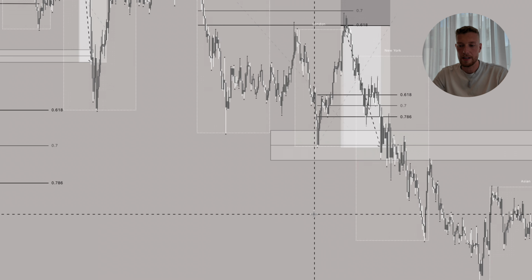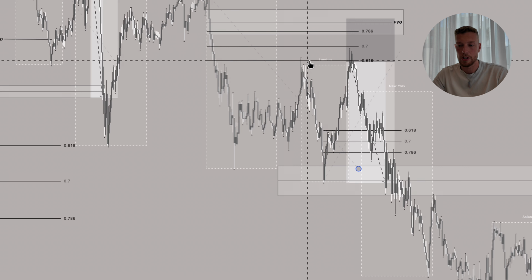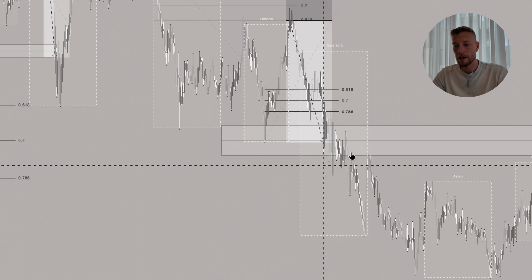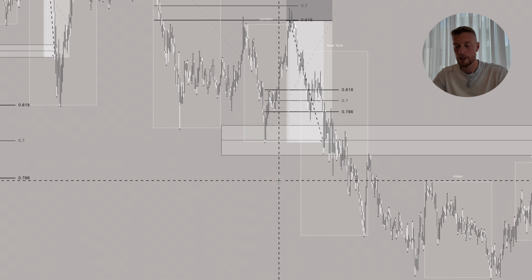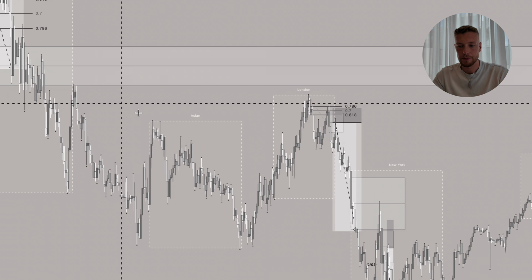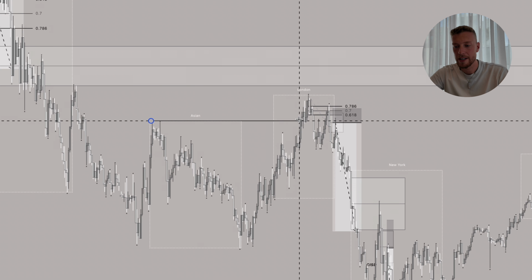And again, it was the exact same concepts. External liquidity had been swept. We'd also tapped into some internal liquidity here, and then we targeted the new external liquidity, which was here. Again, we had a sweep of these highs here. So we had a sweep of Asian highs.